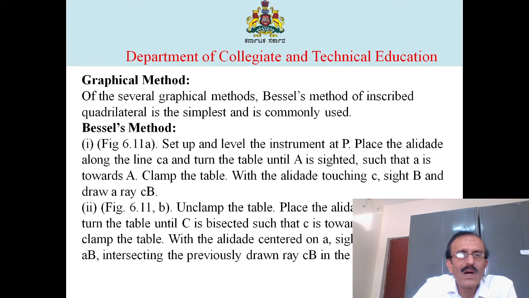Graphical solution. Of the several graphical methods, Bessel's graphical solution is the best adopted, the simplest and commonly used. Bessel's method: set up the table and level the instrument at P. Place the alidade along the line CA and turn the table until A is sighted, such that A is towards A. Clamp the table with the alidade touching C, sight B and draw the ray CB.